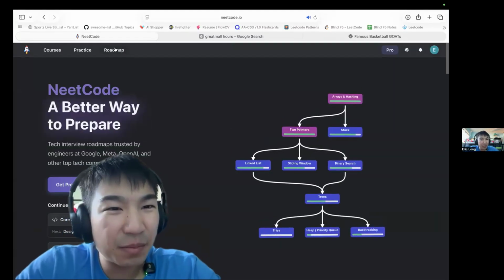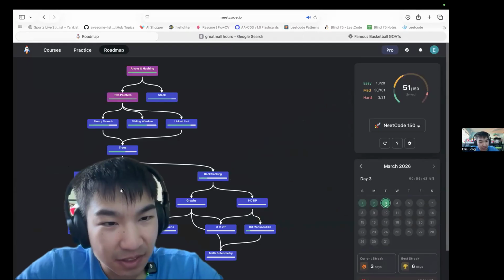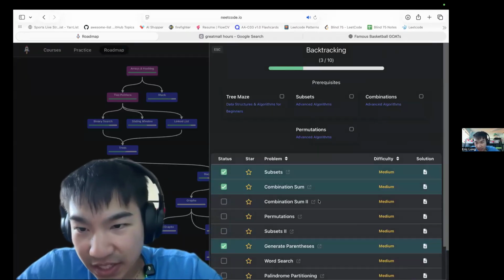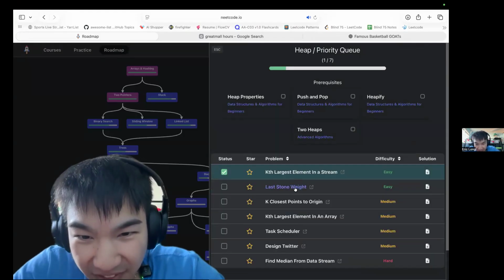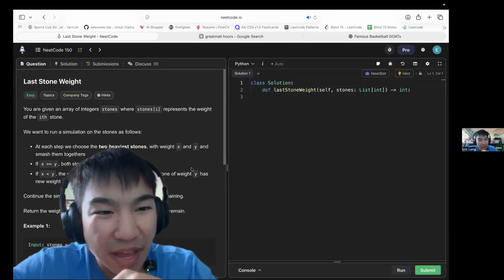All right, today we're going to be doing, let's see. I usually like to read left to right, backtracking. Looks like we already solved. Okay, I want to do only mediums or only easies. Oh, Last Stone Weight right here. Okay, let's go. What is this, a backtracking question?